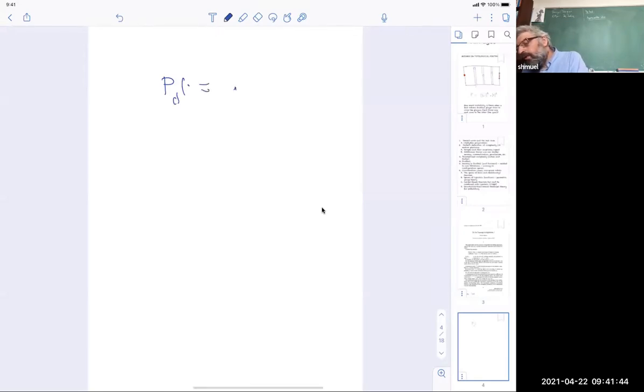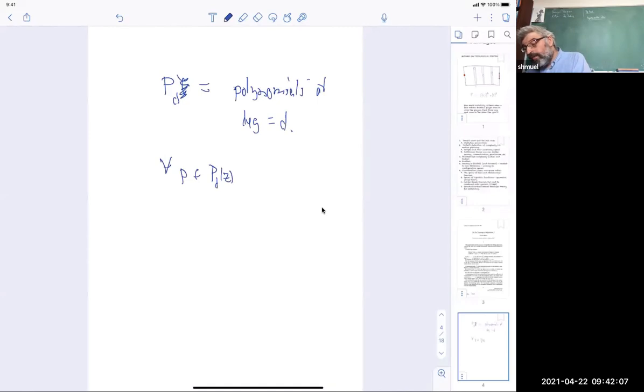Okay, so again, let me just start off with a caricature of it. He's interested in the following question. Here you have the space of polynomials, P_D, which is equal to the space of polynomials of degree equal to D.